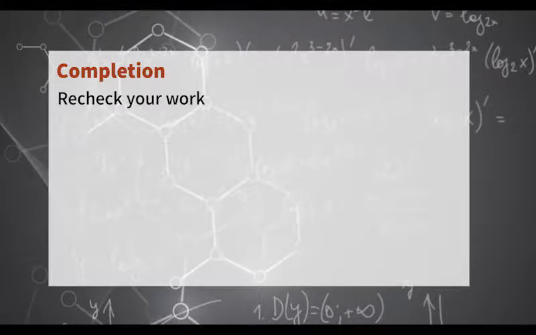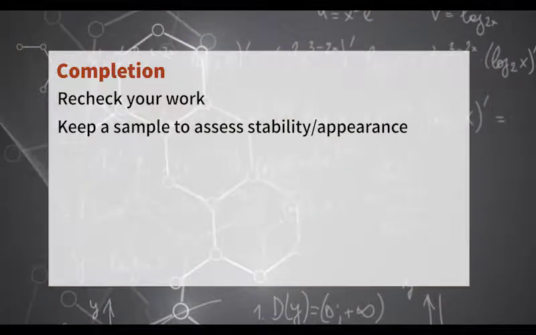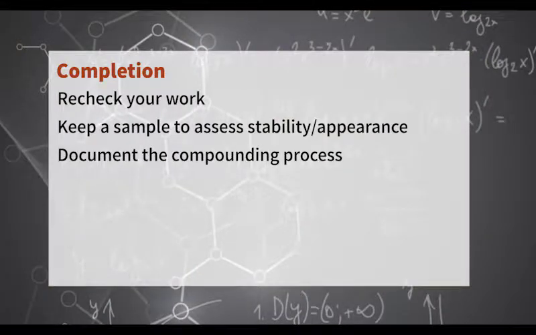After we get done compounding, we need to go through and do quality control. We need to recheck our work. We need to know whether the compounded formulation is new to the pharmacist. We need to keep a sample and make a second batch to assess its stability and appearance over the expected time frame of therapy. So if you're making something new, you need to make enough that you have this sample batch so that you can watch it and make sure that it stays stable. Again, making sure that we have documented the compounding process.